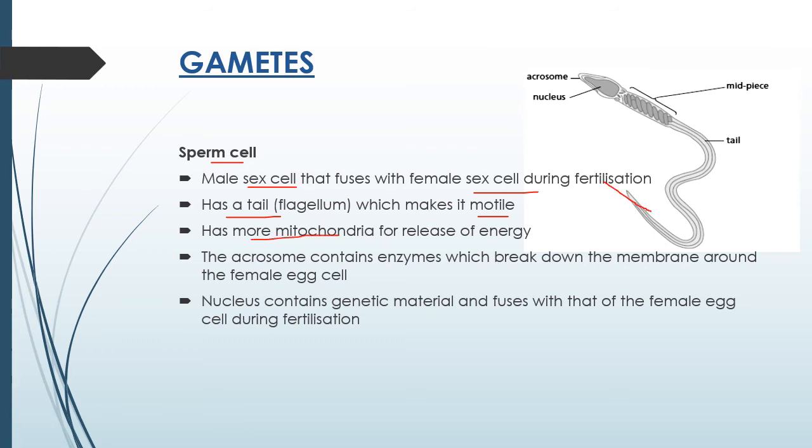The sperm cell has more mitochondria for the release of energy, which it needs to be able to swim to that egg cell. The acrosome, which is at the head of the sperm cell, contains enzymes which break down the membrane around the female egg cell so that the head can penetrate easily into the egg cell. The nucleus contains genetic material including DNA, and this fuses with that of the female egg cell during fertilization, and the zygote will be formed.